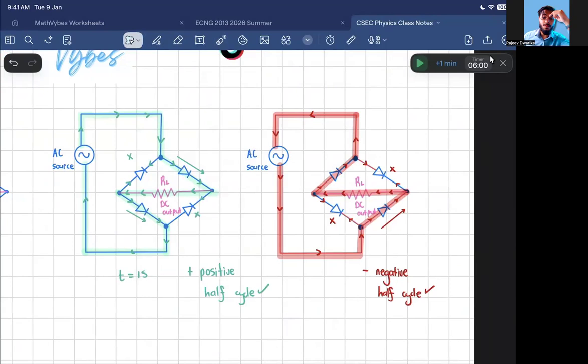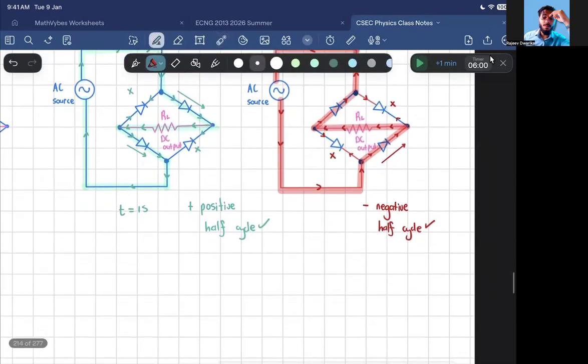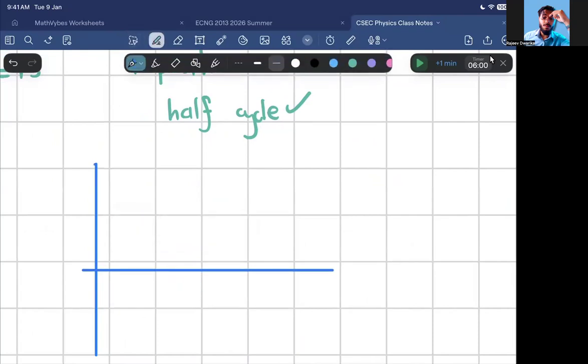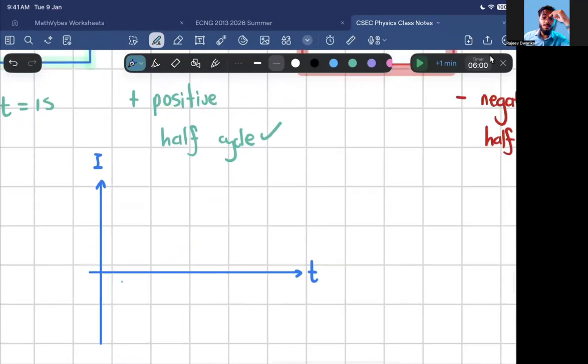Let me know if I catch that. Can you all see that in both instances, the direction of current flowing through the resistor is the same? Yes, sir. So no matter the half cycle, the direction of current through the resistor is maintained. In other words, it creates a perfect DC current. So let's look at the waveform now. This is current versus time. So during the positive half cycle, will it conduct? Yes, sir. Now, let me ask you a question, right?